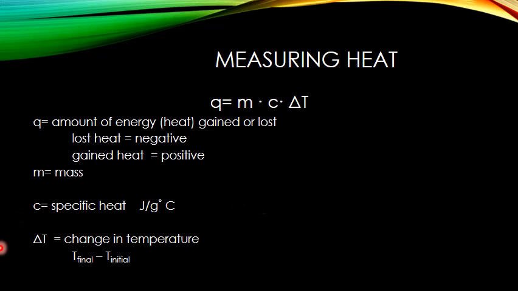Delta T, anytime you see this symbol delta, this looks like a triangle, that's going to mean change in. So in this case, we're dealing with the change in temperature. To calculate the change in temperature, you're going to calculate T final, or final temperature, minus initial temperature. So you can see by this that you could have a positive or negative delta T, depending on if your temperature dropped over the course of the experiment or increased over the course of the experiment.